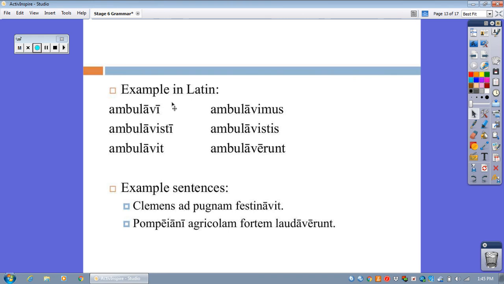Again, if we take our verb ambulat, meaning walks, and we make it into the perfect tense, look, we've added in a V, and then we had in our endings, ambulavi would be I walkada, ambulavisti, you walkada, ambulavit, he, she, it, walkada, etc. Here's some other example sentences. Clemens ad pugnam festinavit. Clemens hurried to the fight. Pompeiani agricolam fortem laudaverunt. The Pompeians praised, the V there, plus the erunt, praised the strong or brave farmer.